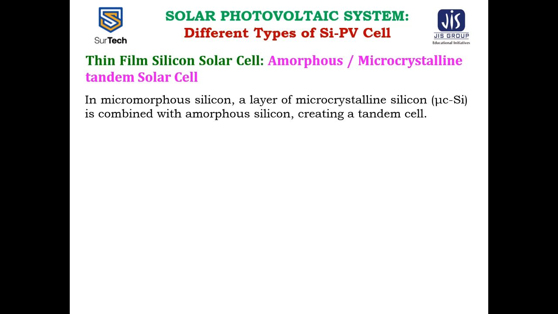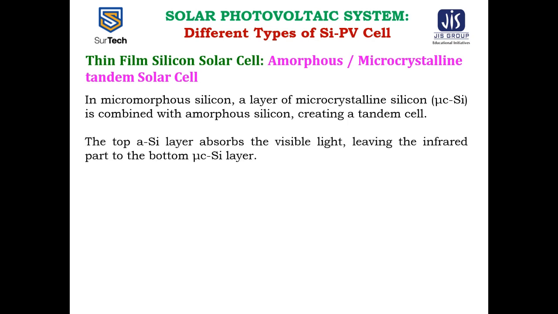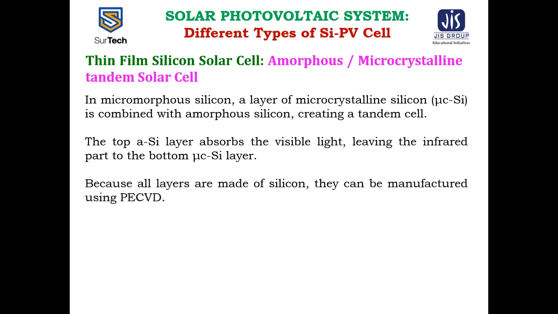In the micromorphous silicon, a layer of microcrystalline silicon, that is μc-Si, is combined with the amorphous silicon, creating a tandem cell. The top amorphous silicon layer absorbs the visible light, leaving the infrared part to the bottom microcrystalline silicon layer. Because all the layers are made of silicon, they can be manufactured by the PECVD techniques.